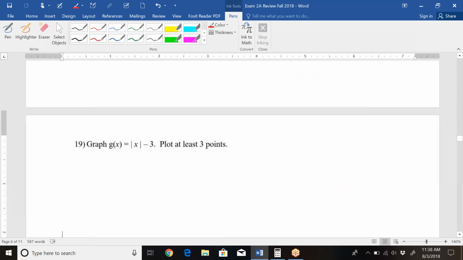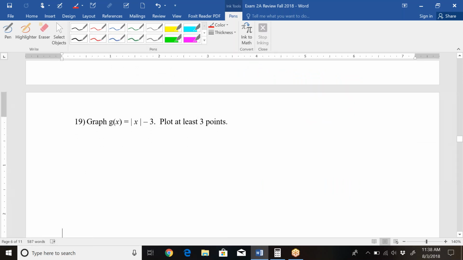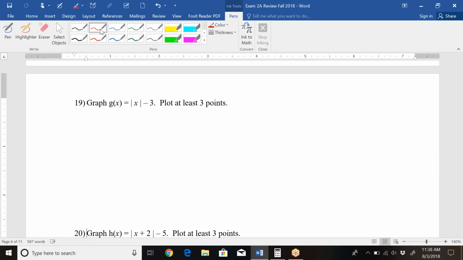Now 19, the next 6 problems are actually where we graph the transformations. So to graph a transformation, you have to first understand the shape of the parent function and then know your transformations. So this is absolute value of x, because that's the parent function we're comparing this to. If you do the absolute value of 0, that's 0. Absolute value of 1 is 1. Absolute value of negative 1 is also positive 1. We learned that absolute value is a V shape. And these are our 3 main points.